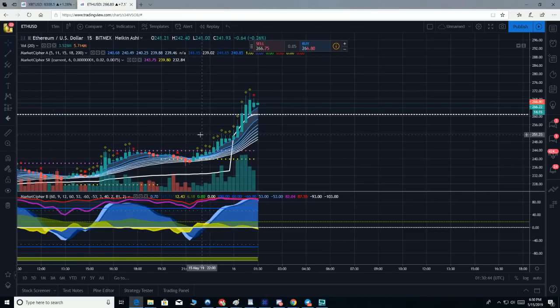ETH, wow, back up to 260. Ooh, it could definitely be on a rise right now. That's the pattern it's in. I'm going in long.